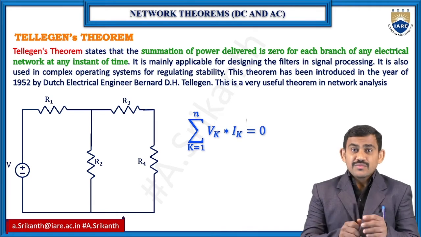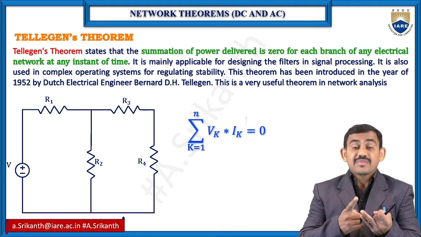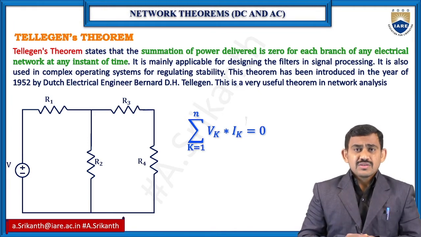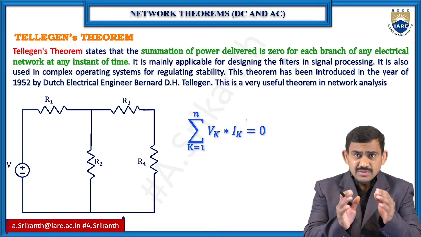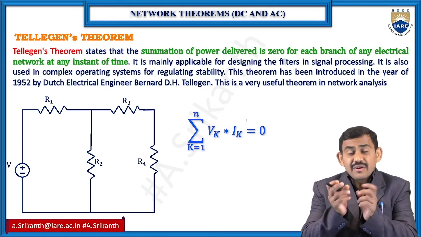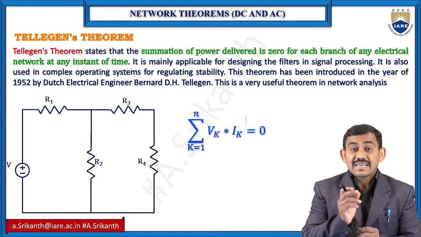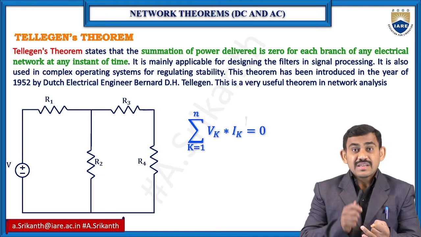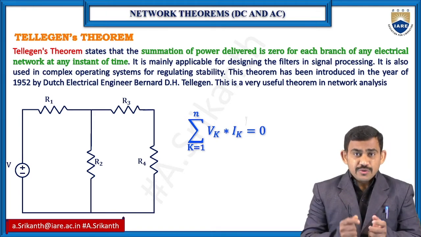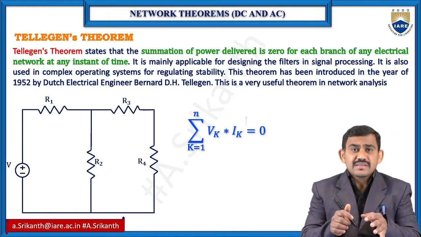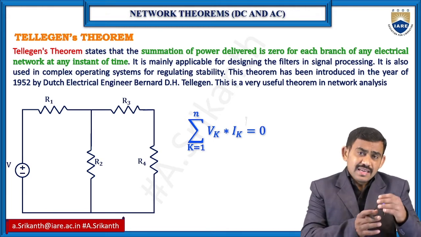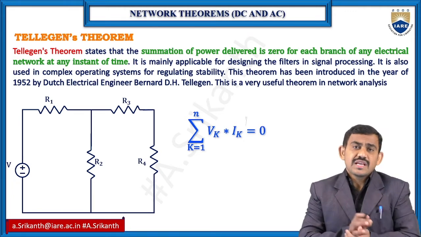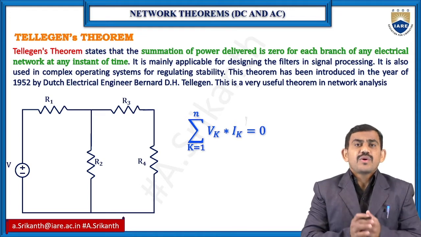Suppose I have one circuit. In the circuit, I have a number of resistors, inductors, capacitors, and different sources. For that particular circuit, for each element, what is the power? What is the voltage, what is the current? First we need to find the current, and then the voltage. Then V into I, that is your power. For the whole circuit, the sum of power, otherwise you can say which supply wattage we have, the total watts delivered in the circuit, the total sum of power is equal to 0.